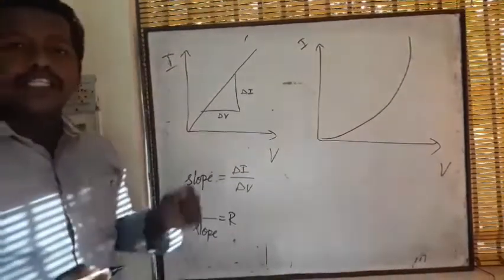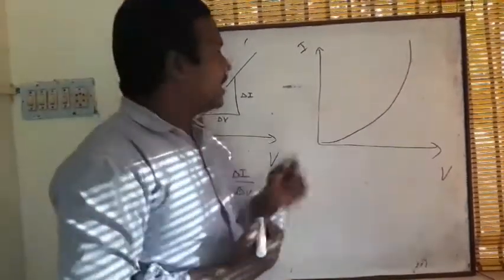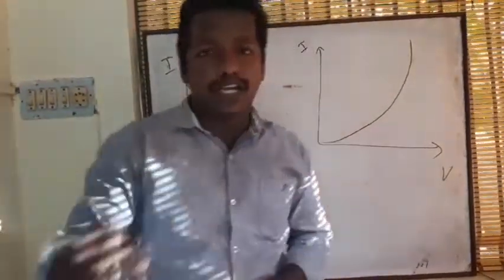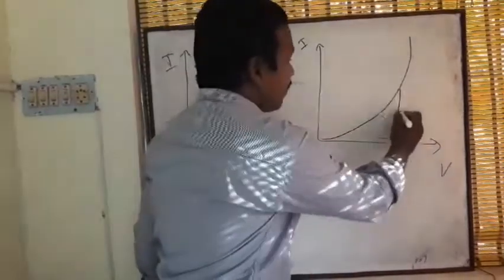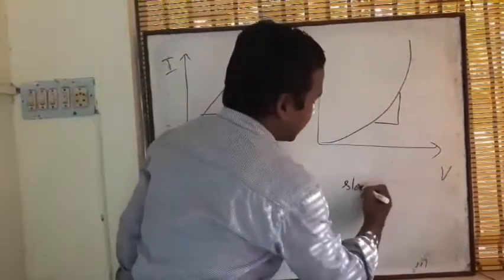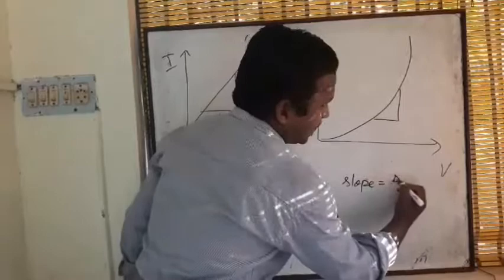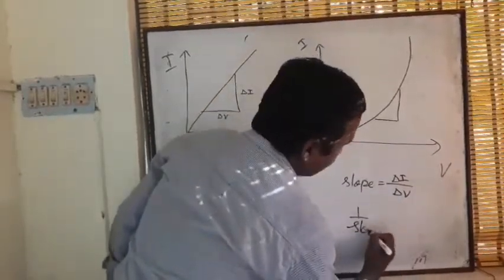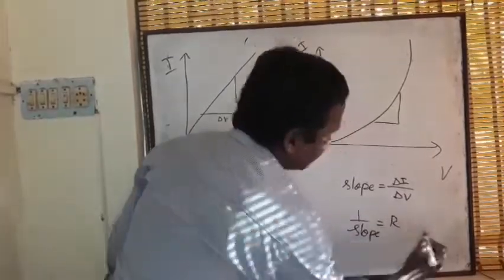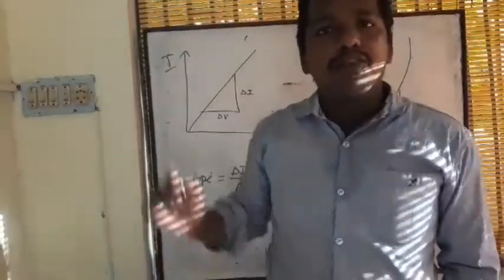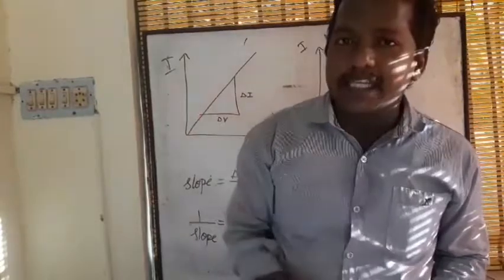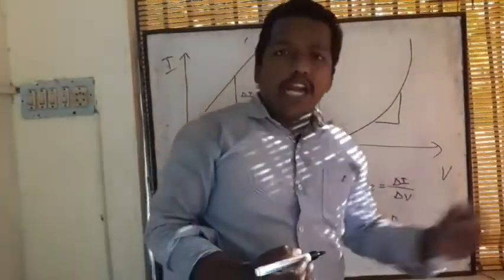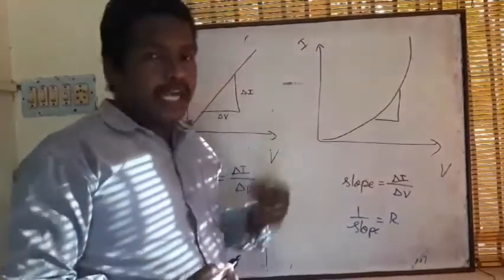So this is static resistance, and here it's non-ohmic, which is produced by a diode and transistor. This type of slope, del I by del V, represents dynamic resistance. The 1 by slope gives the resistance. The ohmic graph obeys Ohm's law, for example a metal. The non-ohmic graph is non-linear and does not obey Ohm's law.